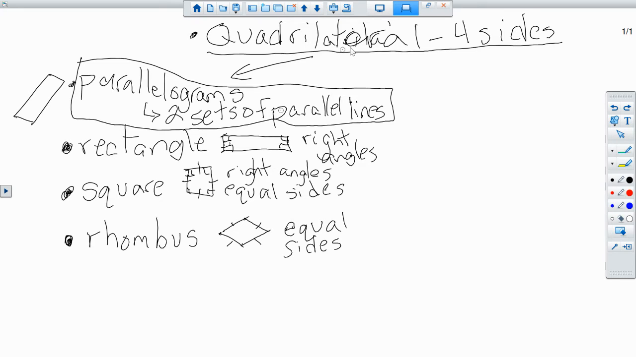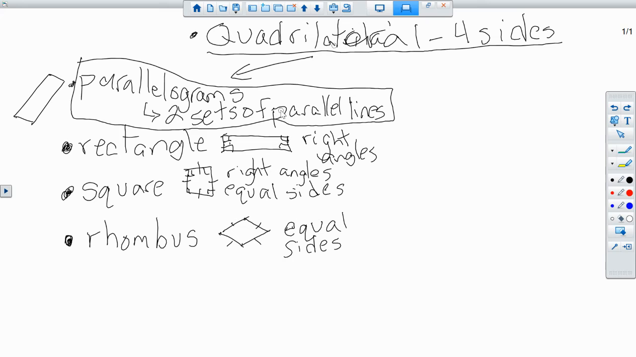A quadrilateral is a four-sided shape. So all you have to know is quad means four, lateral means line. Four lines. Quadrilateral, four sides. So we are going to be thinking about quadrilaterals in the next few days, and I wanted to break it down to make it a little easier to remember.